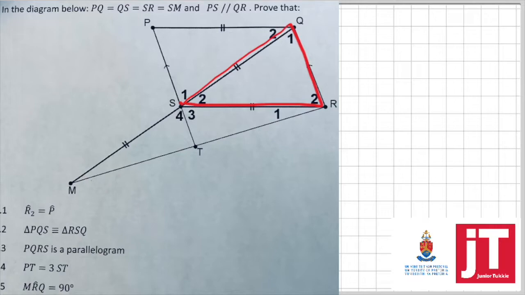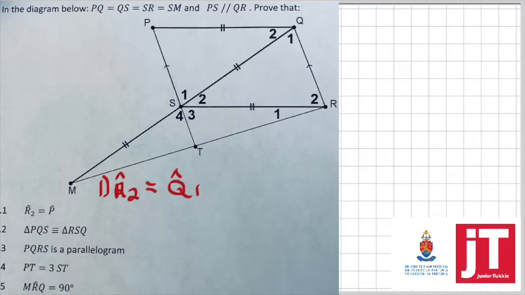triangle SQR. In that triangle, because of these marked sides which are equal, it follows that that triangle is an isosceles triangle. And again, because it's isosceles, it follows that the angle Q1 has to be equal to the angle R2. So my first statement would be the angle R2 is equal to Q1. The reason for that, it's angles opposite equal sides.